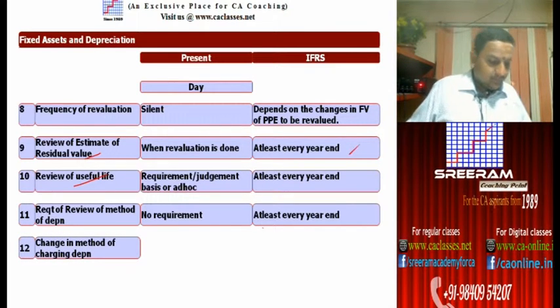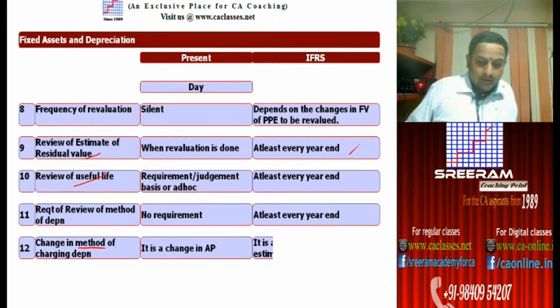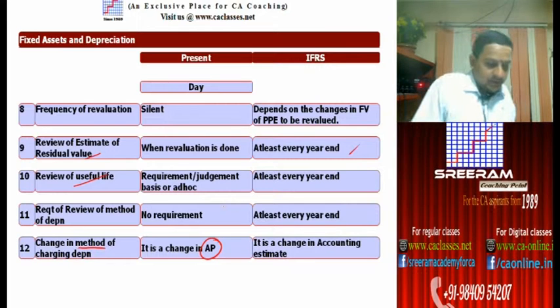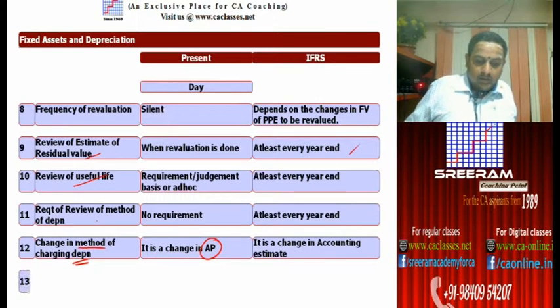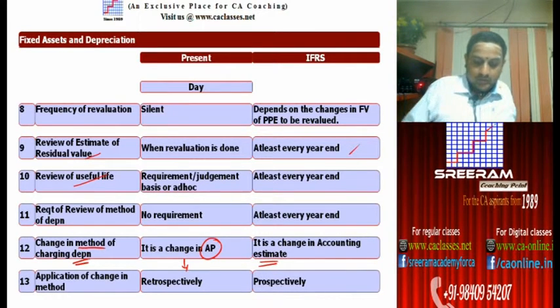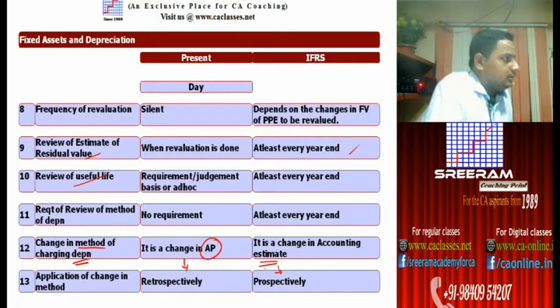Then change in method of depreciation. Whenever there is a change in method, in general we call it a change in accounting policy, but here it is considered a change in accounting estimate. And the effect of this: generally whenever there is a change in accounting policy, especially regarding depreciation as per AS number 6, we need to give retrospective effect. But for a change in estimate, we should give only prospective effect. So because of this, earlier we had to give retrospective effect, but now we should give only prospective effect. So these are all the major differences between the present standard and IAS number 16.